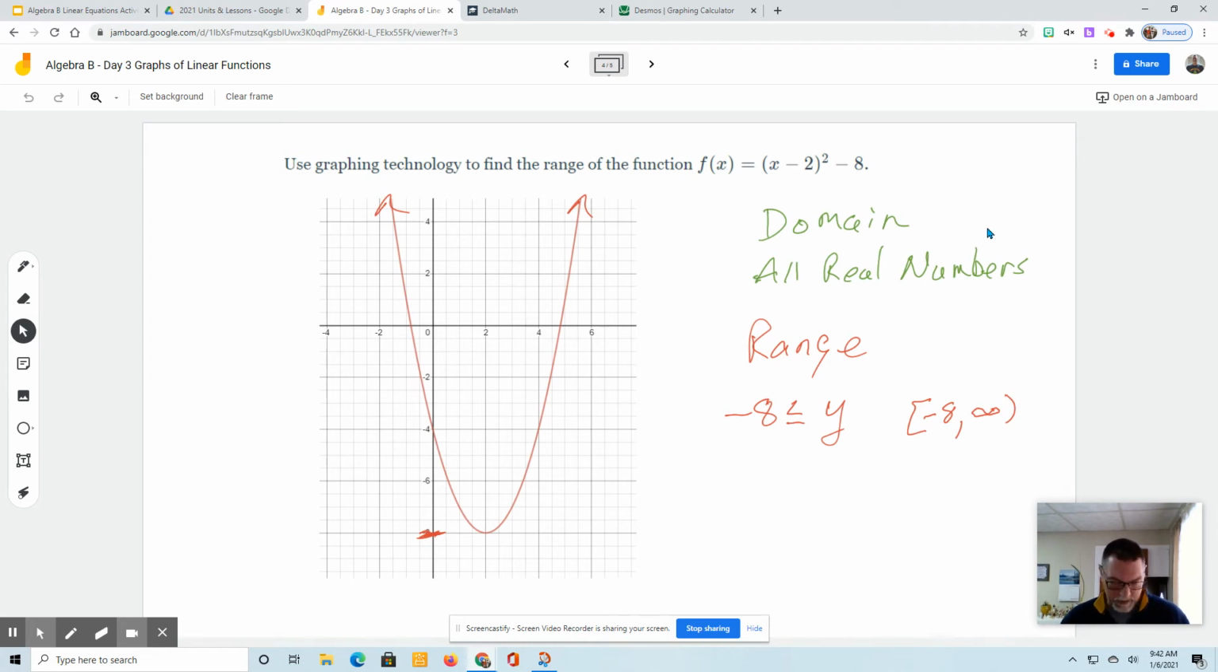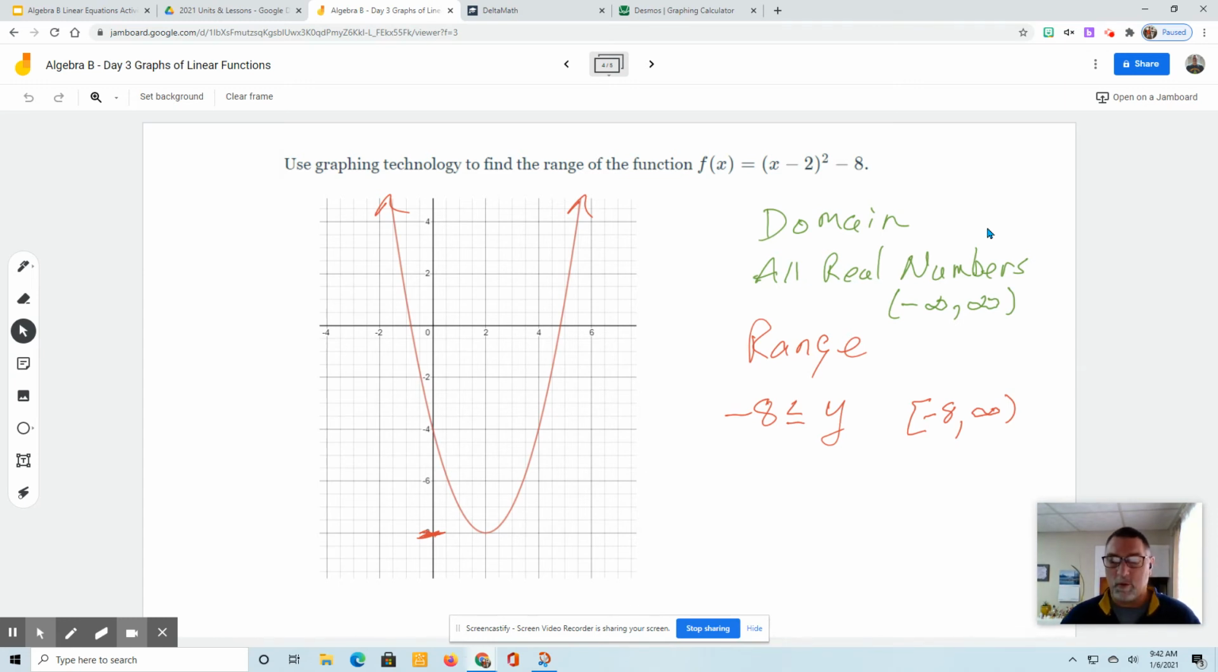And the same for the domain. You could have done that using interval notation. It starts at -infinity, and then it goes all the way to positive infinity. And whenever we use -infinity and positive infinity, we always use parentheses because those are not exact values.